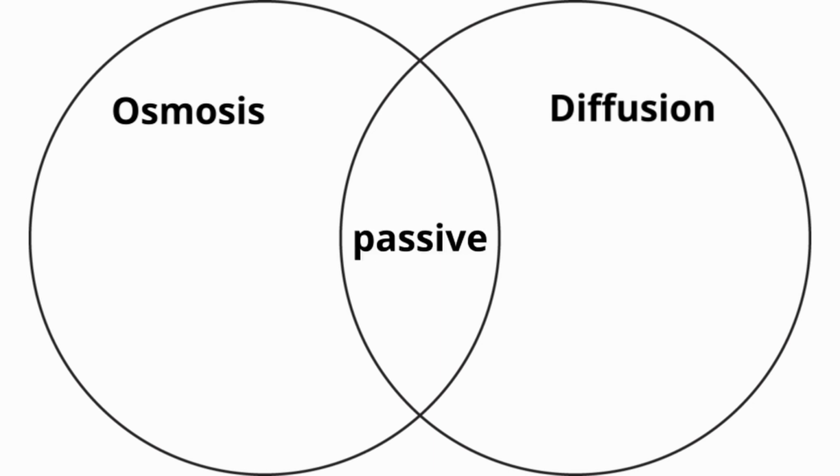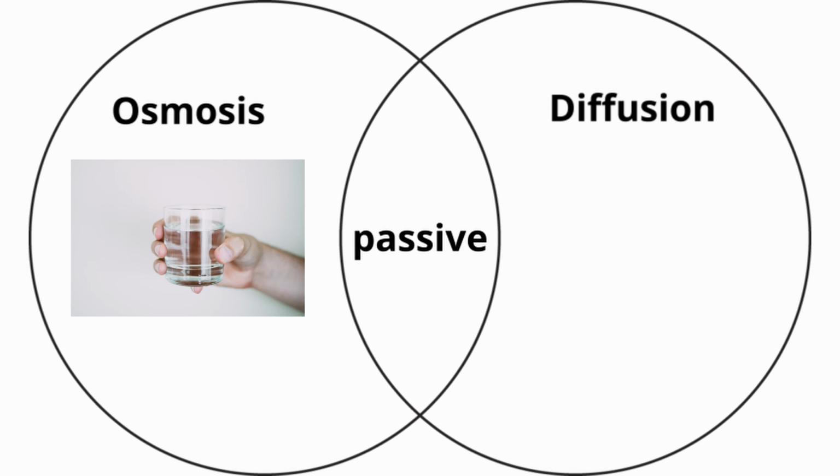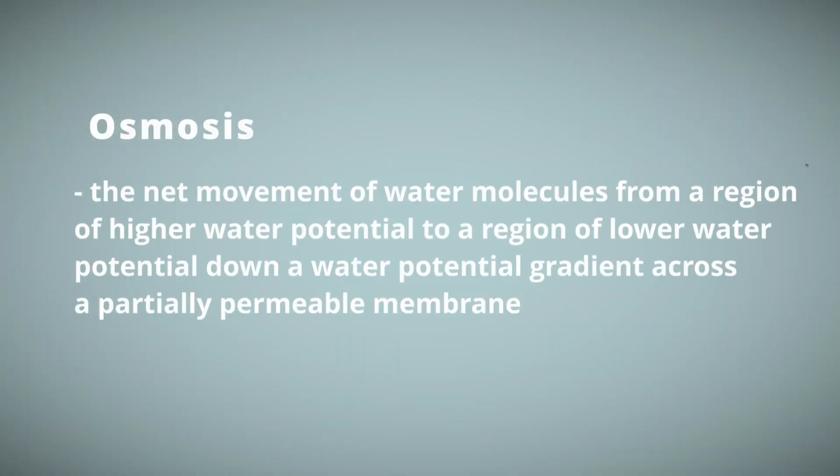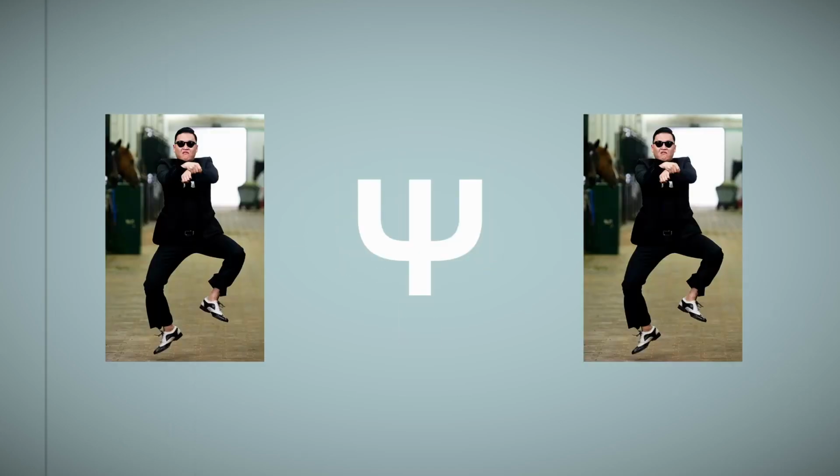Osmosis is a passive process, much like diffusion, but the difference is that it refers to water molecules. Osmosis, by definition, is the net movement of water molecules from a region of higher water potential to a region of lower water potential down a water potential gradient across a partially permeable membrane. Water potential is denoted by the sign psi and essentially means the concentration of water molecules.